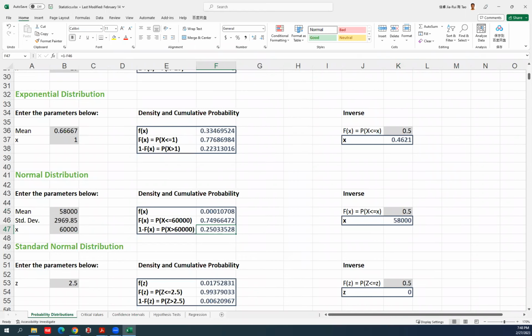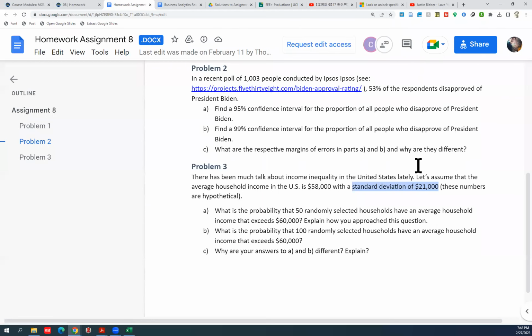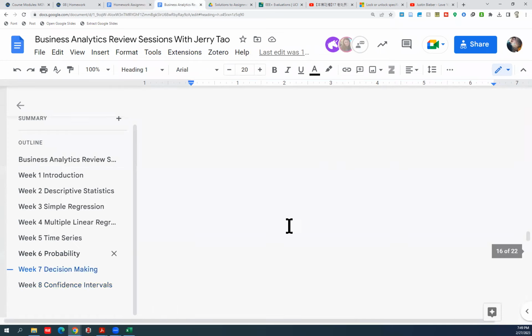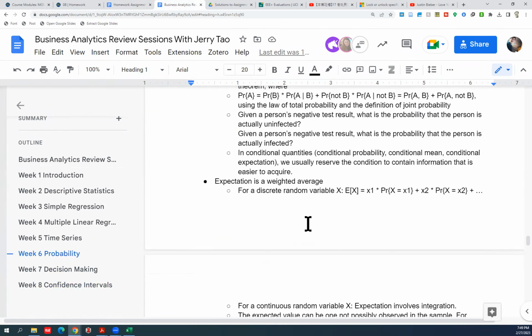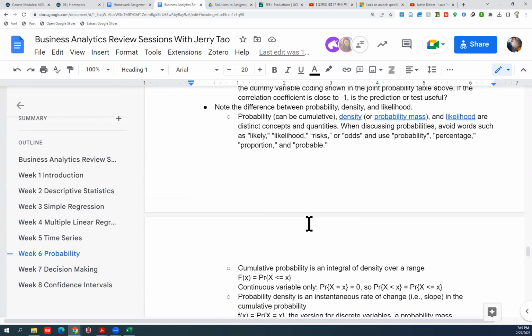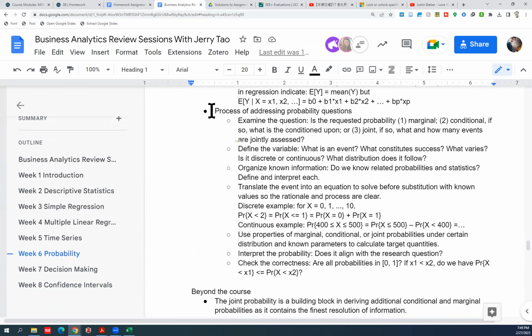Let's see whether this is correct. It depends on how this question is formed. We need to calculate whether the probability is about the sample mean being greater than 60,000, right? So we immediately notice that what we are calculating is a cumulative probability. You could refer back to the notes we went through in probability 2 weeks ago about addressing probability questions.